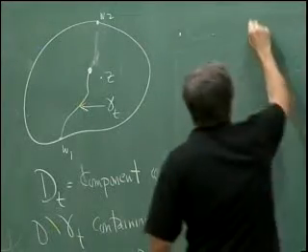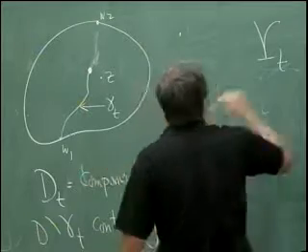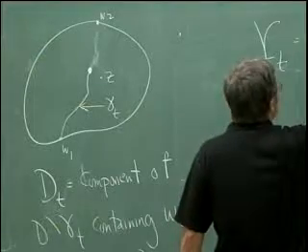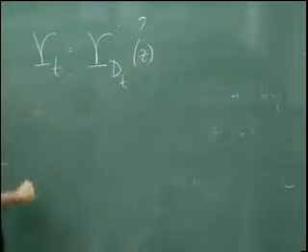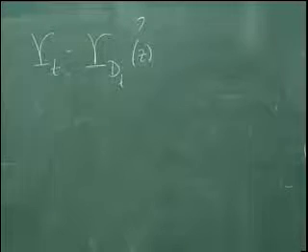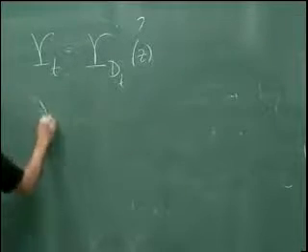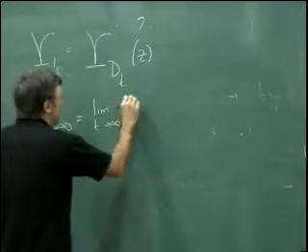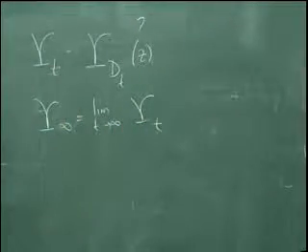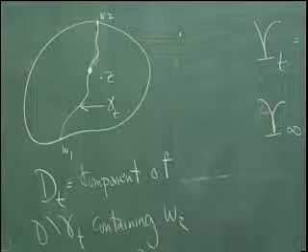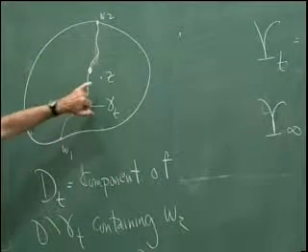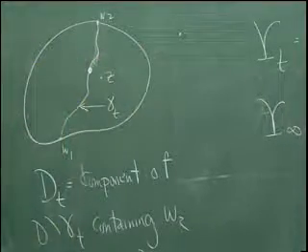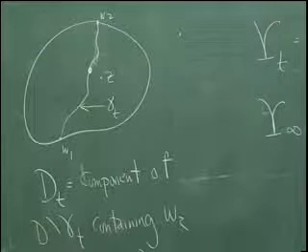Let me write, in this case, upsilon_t to be the conformal radius in D_t of z. And let me write upsilon_infinity be the limit as t goes to infinity. So it's basically the conformal radius of z in this domain here. If by chance z gets, well, actually, that's, yeah.